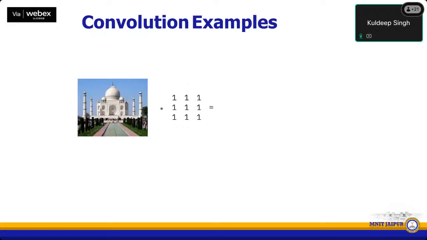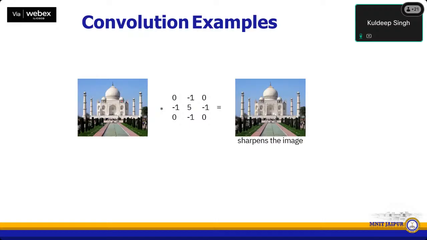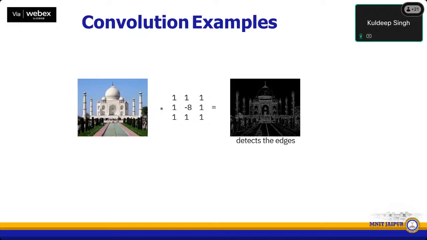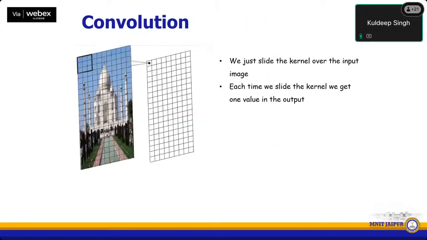And these are a few of the examples. Like this is the average filter, which basically blurs the image. Then this one is for sharpening the image. Further, we have edge detection filters. Some of the examples of edge detection filters are the Canny edge detector or the Sobel edge detector. So just a glimpse of how convolution works.